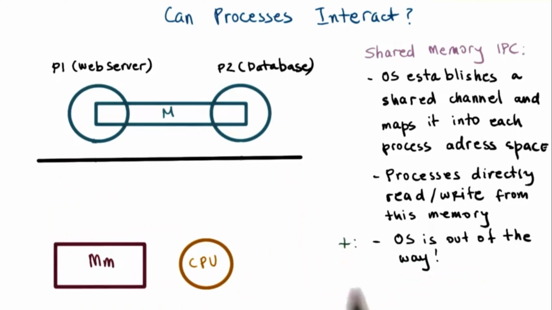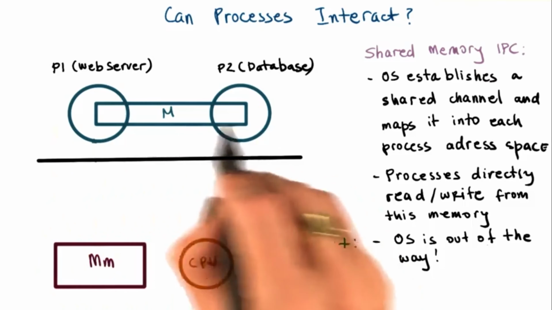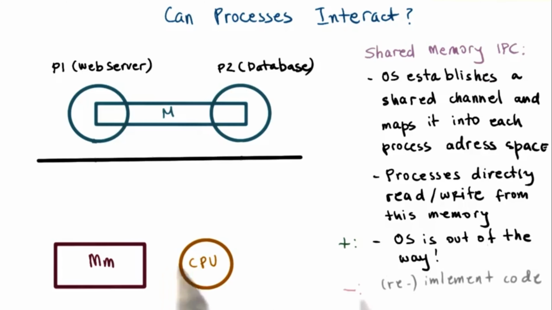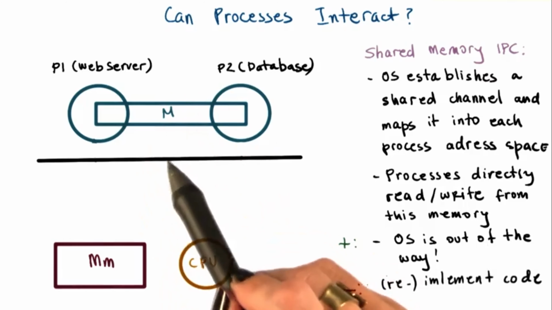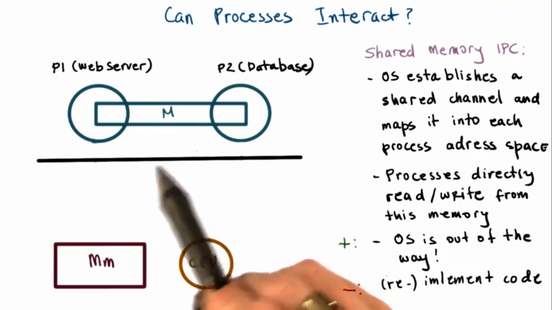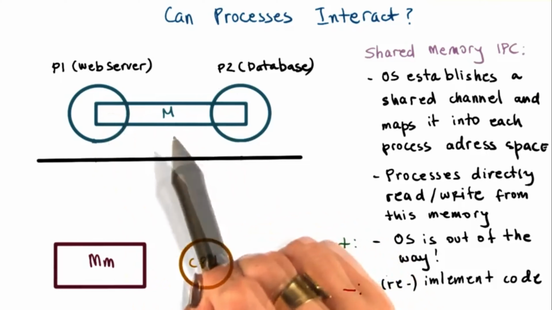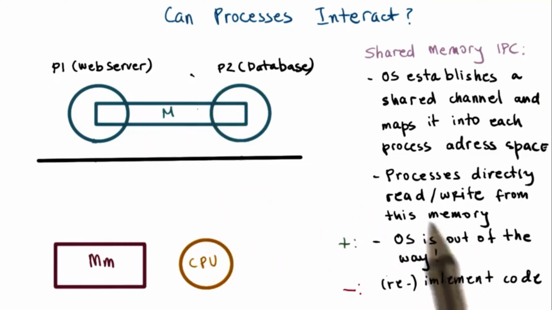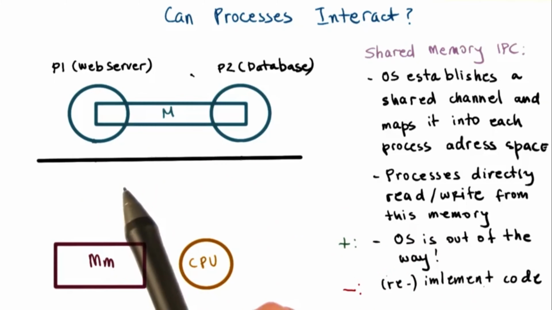That, in fact, is the main advantage of this type of IPC: the operating system is not in the fast path of the communication, so the processes, while they're communicating, are not going to incur any kind of overheads from the operating system. The disadvantage of this approach is that because the operating system is out of the way, it no longer supports fixed and well-defined APIs for how this particular shared memory region is used. For that reason, its usage sometimes becomes more error-prone, or developers simply have to re-implement code to use the shared memory region in a correct way.